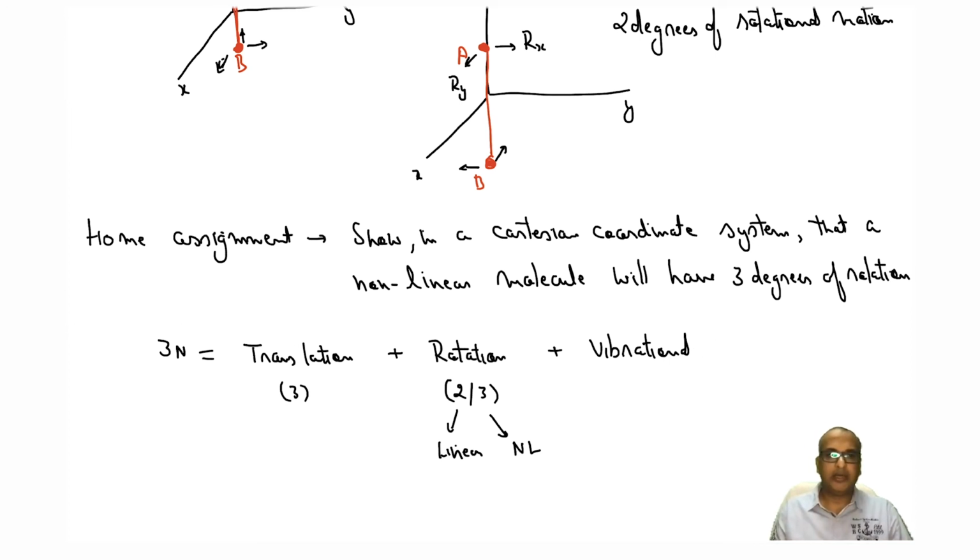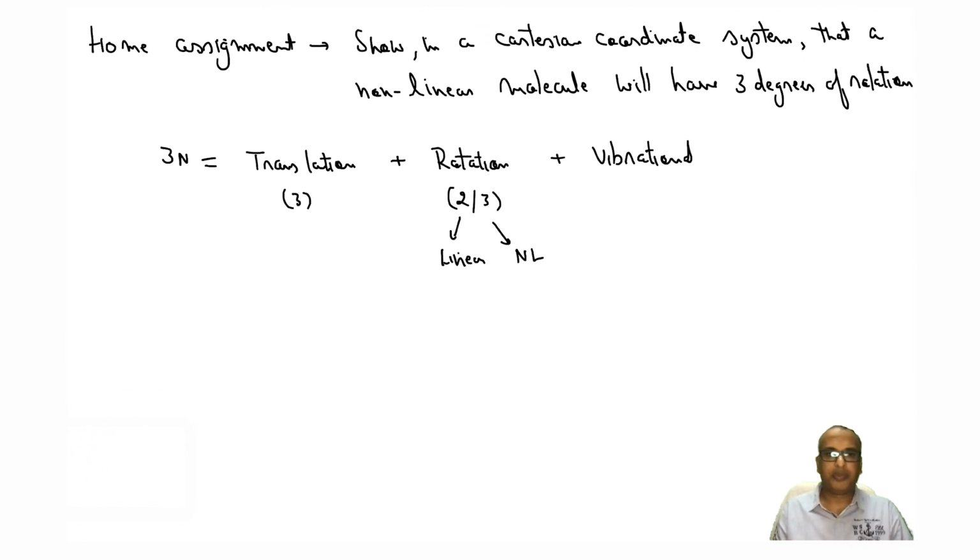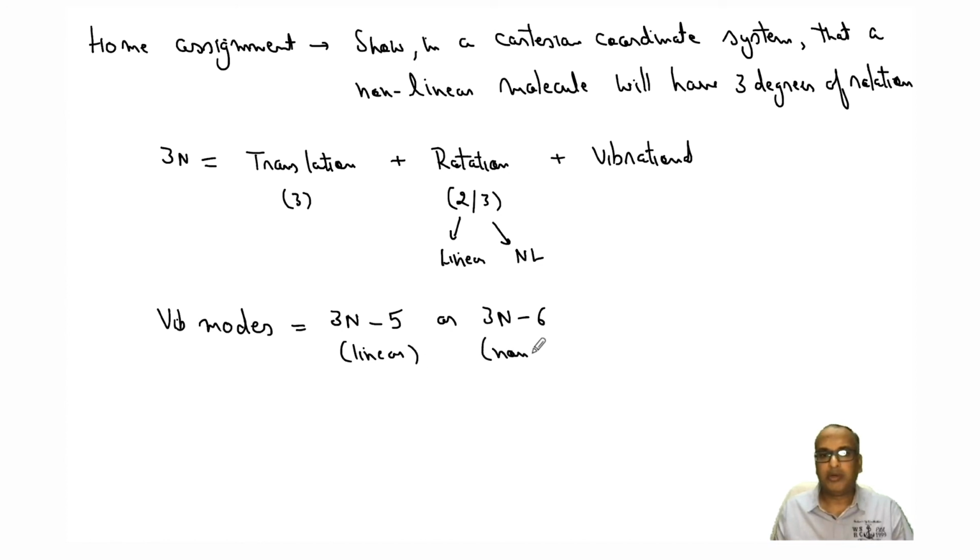So we can say here that vibrational modes is equal to 3n minus 5 or 3n minus 6. This is for linear molecules and this is for non-linear molecules, right? So this is easy to see.